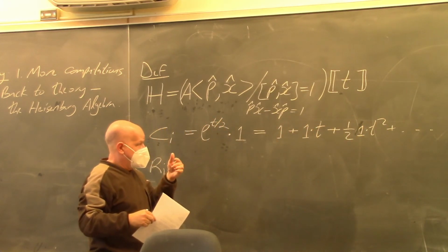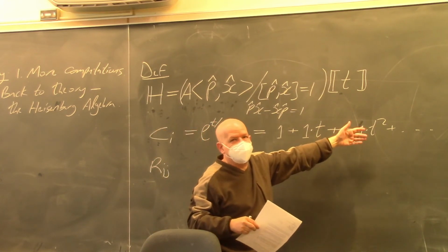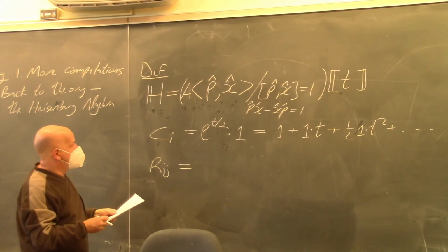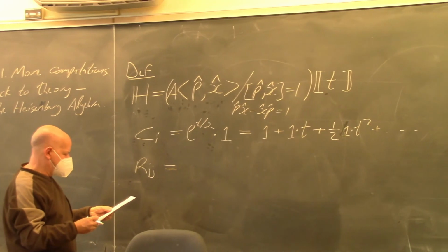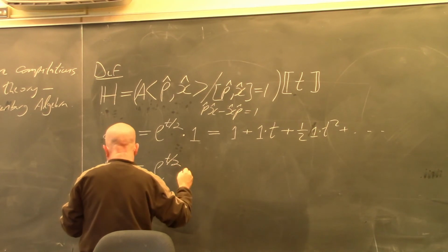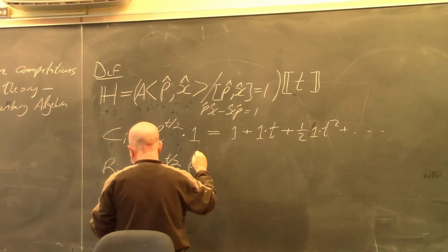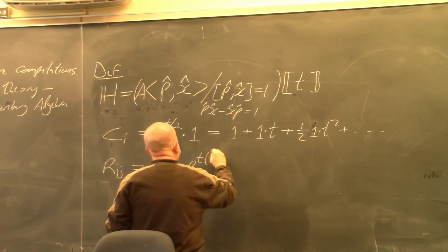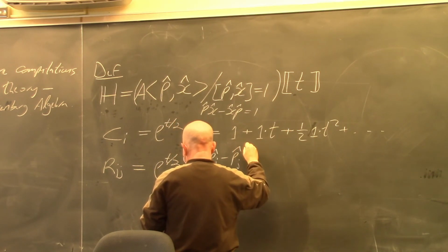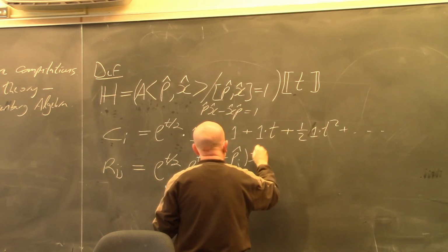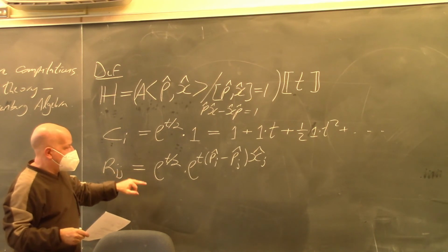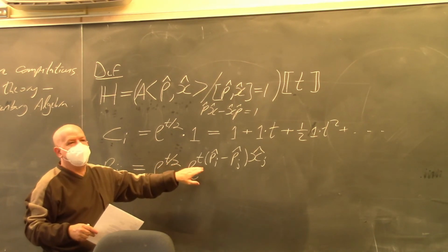So as a power series, it makes sense. And similarly, Rij is a power series. So Rij is e to the t over 2 times e to the t (pi hat minus pj hat) times xj hat. And again, what does it mean? This is a power series in the variable t.